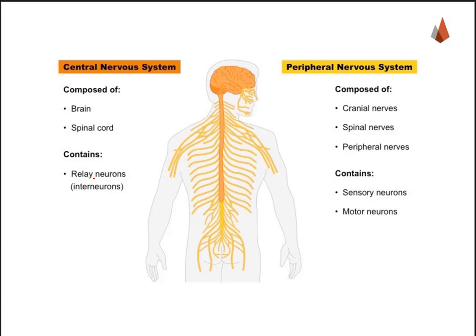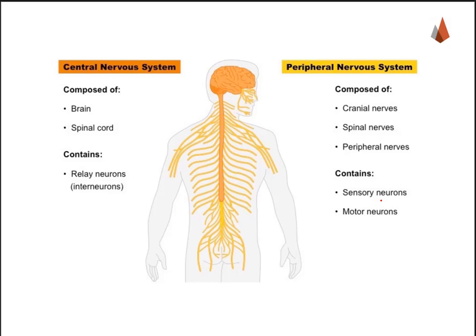And what does it consist of? Mostly relay or interneurons. Remember we talked about the different kinds of neurons. Versus the peripheral nervous system, which are all these nerves in the face, along the neck. They extend out all along the body. So cranial nerves, spinal nerves, and what we call peripheral nerves. What do these contain? What is the peripheral nervous system mostly made of? It's made up mostly of sensory and motor neurons, right?